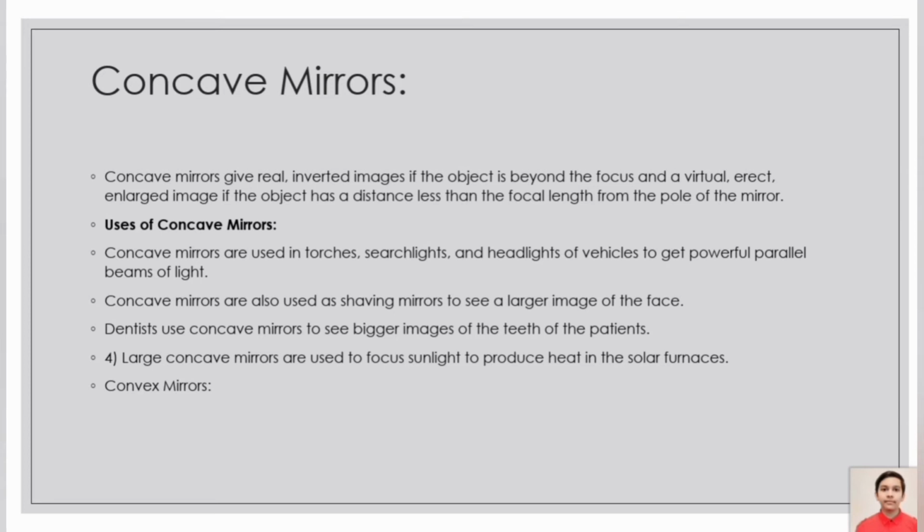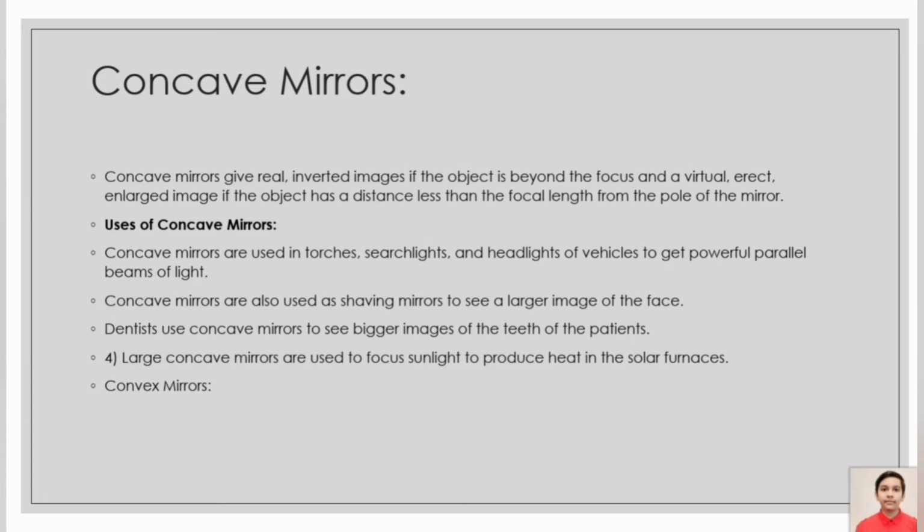That means if an object is kept beyond the focus, meaning behind the focus, it will give a real image, and a virtual image will be given when the object is kept nearer to the mirror than the focal length. Which means if the object is kept between the pole and the focal point, then it will give a virtual image, and if it's kept beyond the focal point, then it will give a real image.